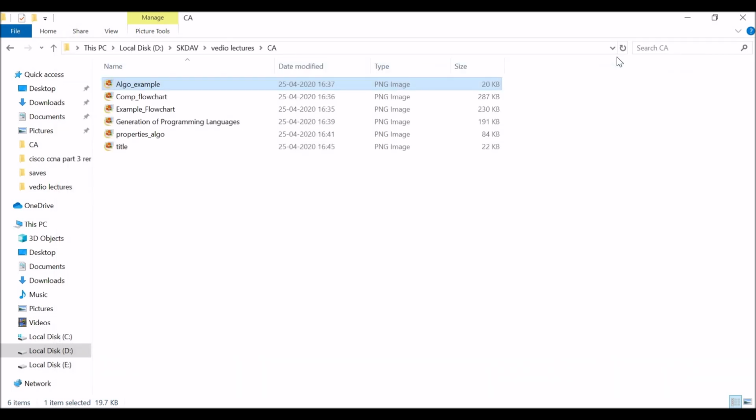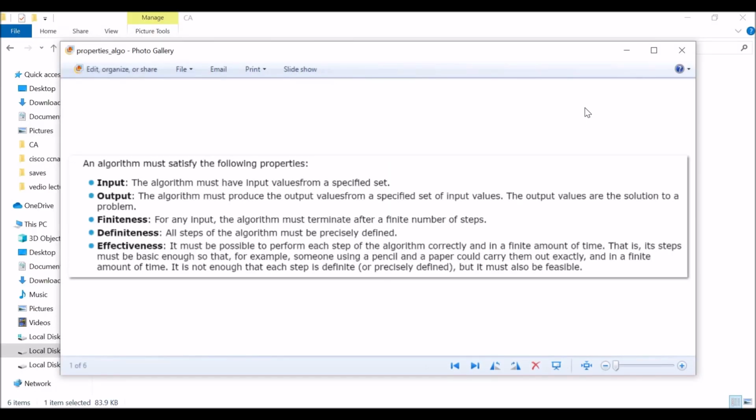Now, an algorithm has certain properties. First of all, it has to take an input. The algorithm must produce an output. The number of steps must be finite. That is, the algorithm must terminate within a finite time, within a finite number of steps. And each and every step must be precise and unambiguously defined. There shouldn't be any ambiguity in the steps.